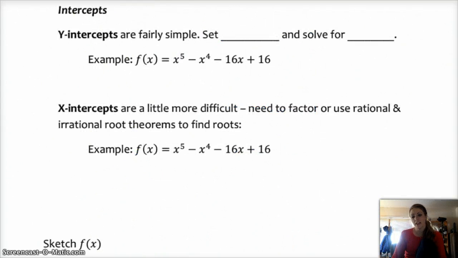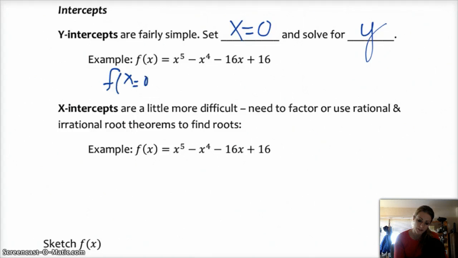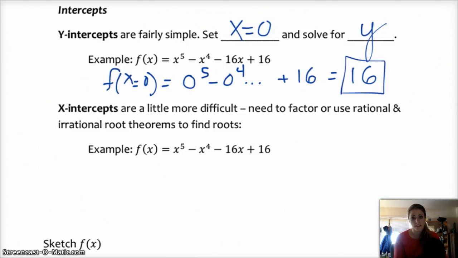All right, intercepts. Intercepts are super important. We've been working with them for a long time, so it shouldn't be that big of a deal. Y-intercepts are really simple, right? It's where it crosses the y-axis, which is when x is equal to 0. So you want to set x equal to 0 and just solve for y, or what f of x equals. So for example, find the y-intercept of the following function. Well, when x equals 0, then I have 0 to the 5th minus 0 to the 4th, blah, blah, blah, plus 16. So my y-intercept, in this case, is 16.